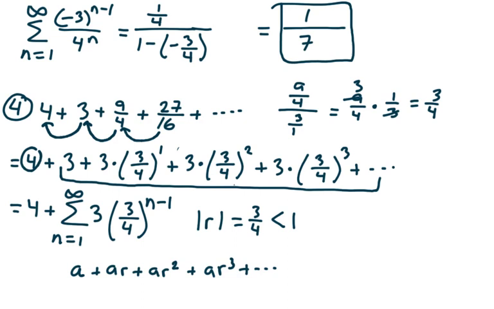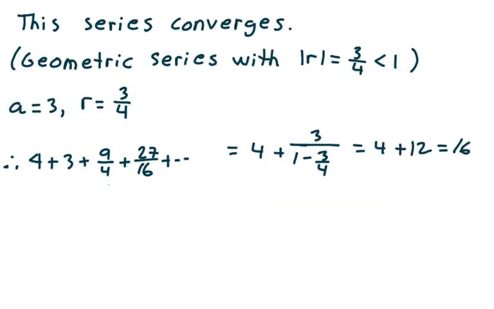And so once you get your r, and r in this case was 3/4, then it just turns into figuring out what that pattern is. And so this is what I did on the third line. I get 4 plus the summation from n equal 1 to infinity of 3 times 3/4 to the n minus 1. The absolute value of r is equal to 3/4, which is less than 1. And so that tells me the series converges, and it's a geometric series with the absolute value of r equal to 3/4, which is less than 1.